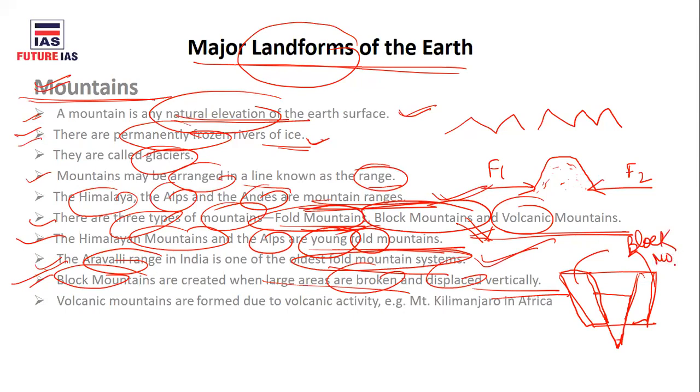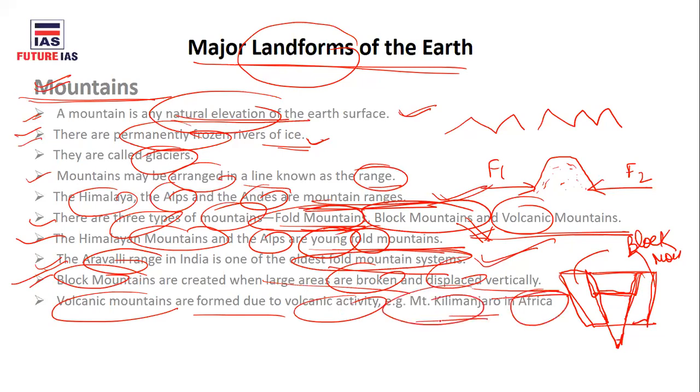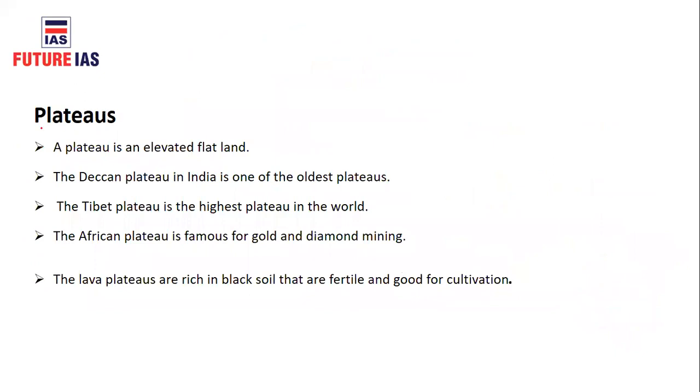This is basically the valley through which rivers used to flow, and the Narmada and Tapi flow in these valleys, which are created by the process of formation of block mountains, okay? And volcanic mountains are formed due to volcanic activities. For example, Mount Kilimanjaro is a mountain located in Africa, which is formed out of volcanic eruptions. All right, let's understand the plateaus.